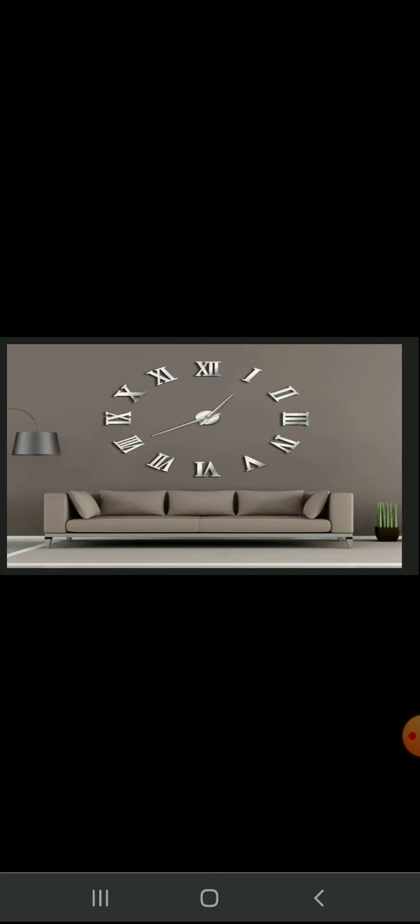16 is XVI. 17 is XVII. 18 is XVIII. 19 is XIX, and 20 is XX. So these are the Roman numbers from 11 to 20, and you have to practice these numbers. Now kids, you can see Roman numbers on a wall clock and in so many other different places.